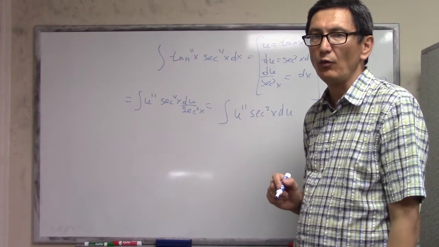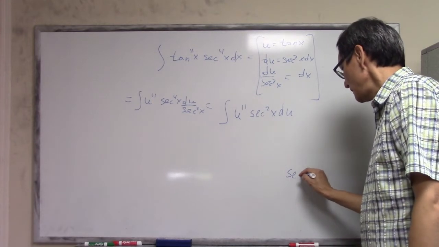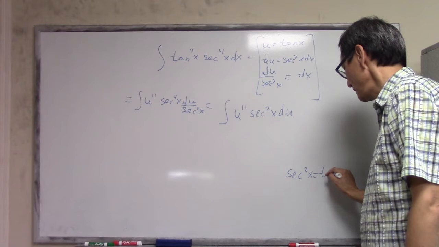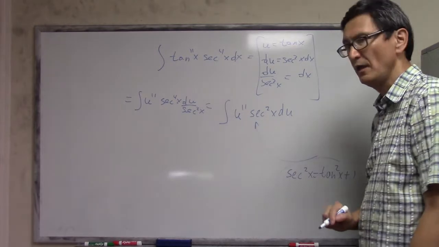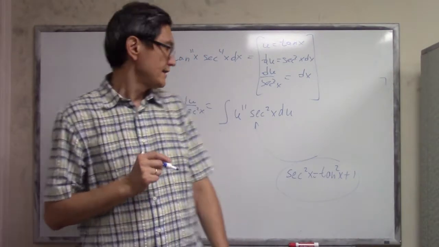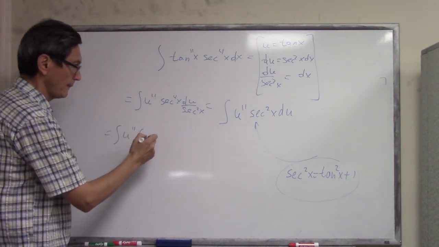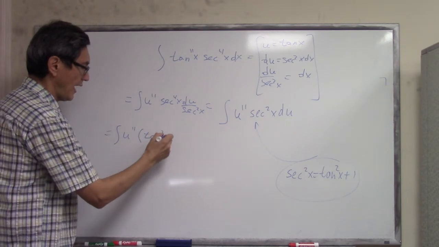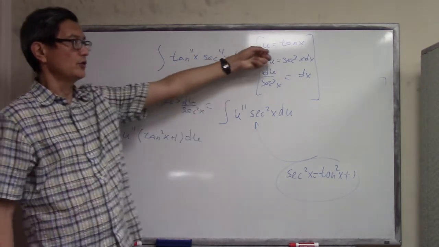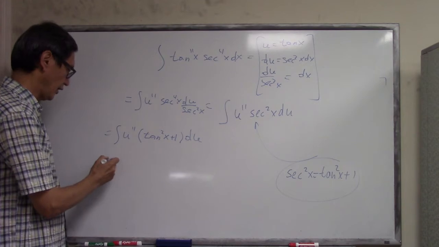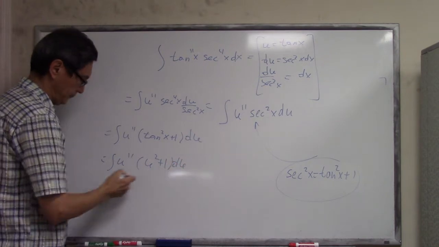And at this point you recall the connection between secant and tangent, and that connection is secant squared x equals tangent squared x plus 1. So that's the formula which we're going to be using, and that's the expression we're going to substitute for secant squared. So we're going to get u to the 11 times tangent squared x plus 1 du. You recall that tangent is our u. So now we can rewrite our integral in terms of u squared plus 1 du.